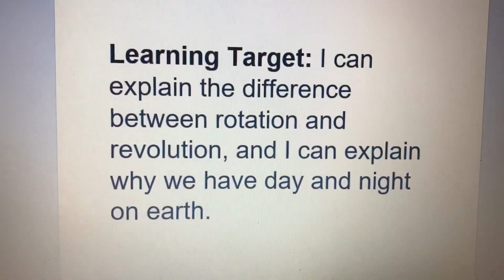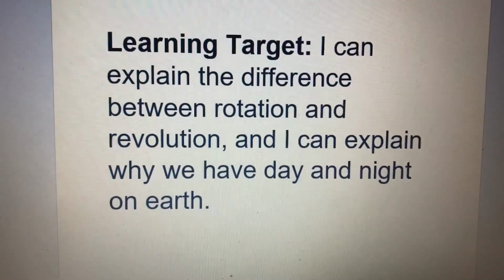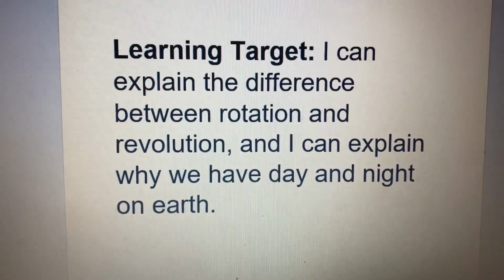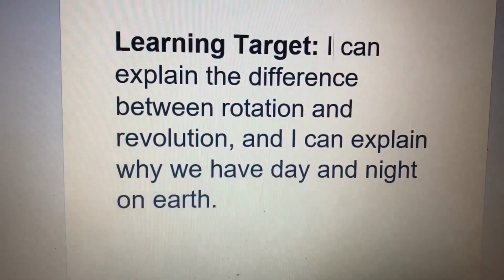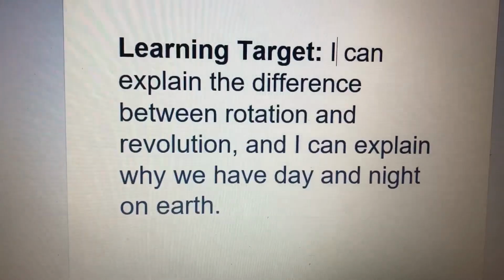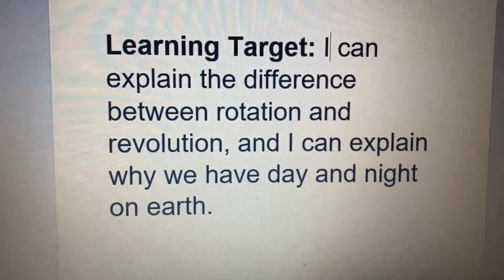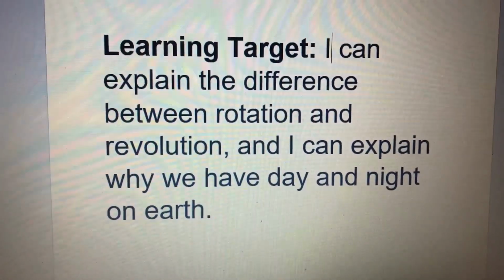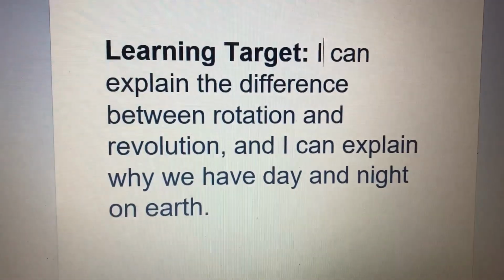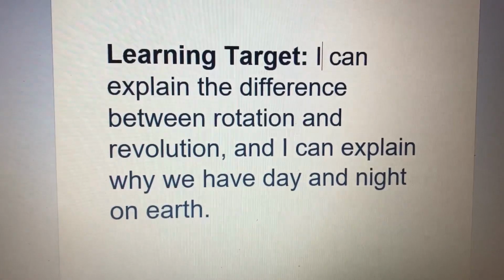And we have come to the end of our lesson. Let's check the learning target to make sure that we achieved that. Let's see what the learning target is. I can explain the difference between rotation and revolution. We did that. And I can explain why we have day and night on Earth. And we also did that. So if you cannot explain it well, make sure that you look back to the videos, that you look back at the article that we read, and that you're able to explain it well, okay? Like a teacher, all right?